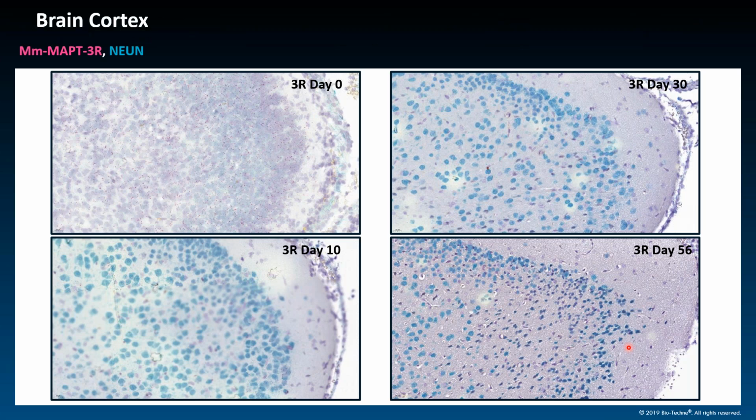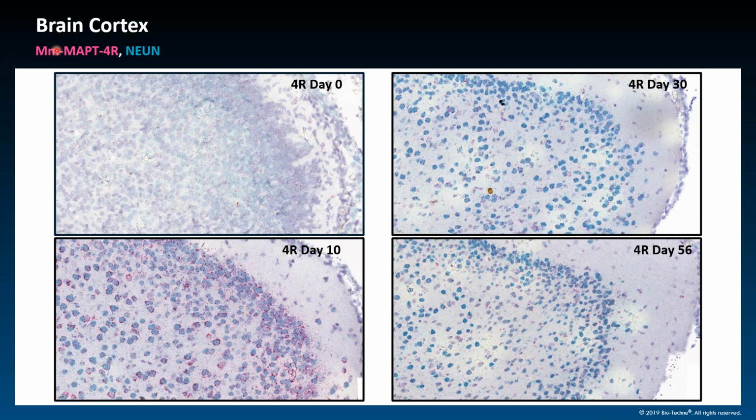And here is an example where we have used the BaseScope assay in combination with immunohistochemistry detecting NeuN, which is a pan-neuronal marker. And we're focused on the brain cortex region of the mouse. And we are looking at 4 different developmental stages: day 0, day 10, day 30, and day 56. And I want to show you the differential expression of the 3R tau variant in these developmental stages, wherein you can see the nice red punctate dots abundantly expressed in the day 0 embryo here. But as you go up in developmental stages, the expression of this 3R tau decreases.